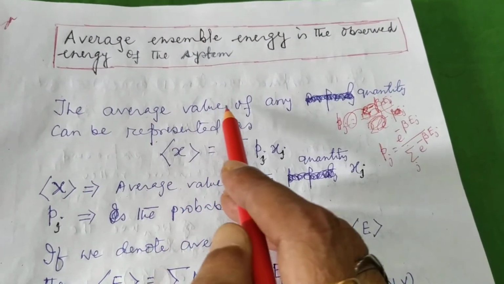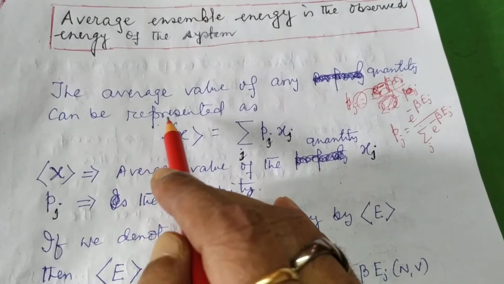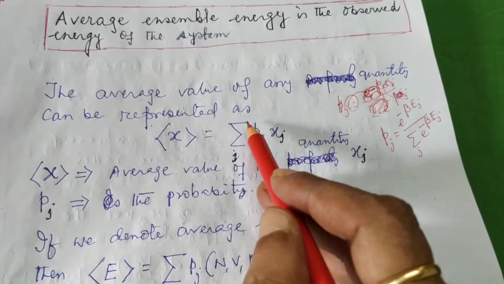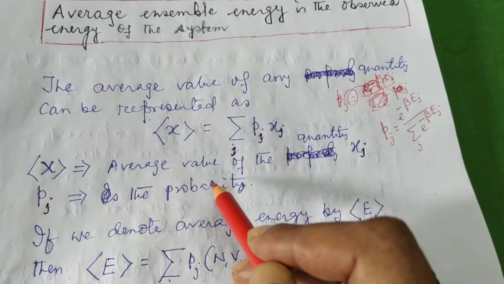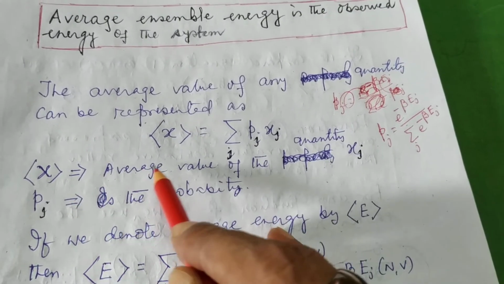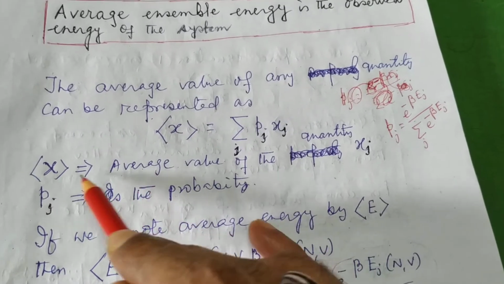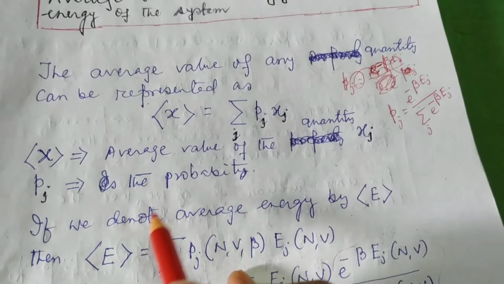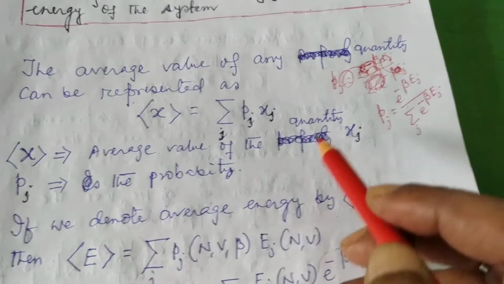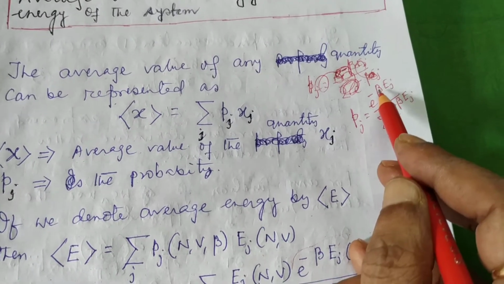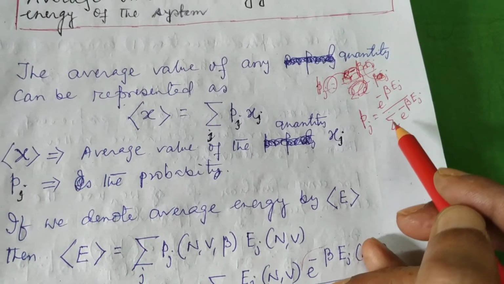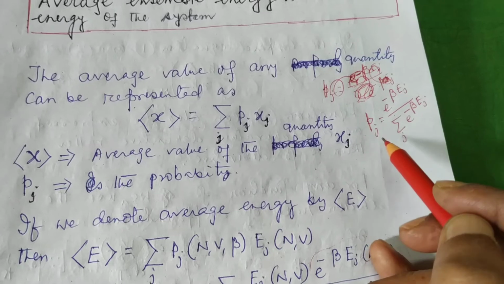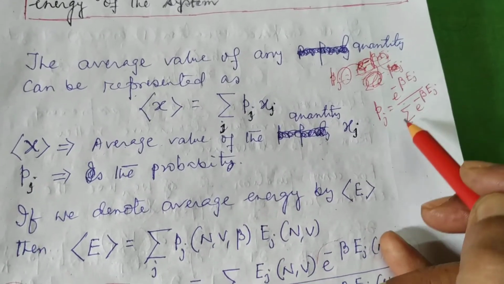Now the average property of any quantity can be represented as x average. This is equal to the summation over j of Pj xj. This x average is the average value of the property xj, and Pj is the probability. Now this probability Pj is equal to e to the power minus beta Ej divided by the sum over j of e to the power minus beta Ej. We have already proved this in my earlier class.